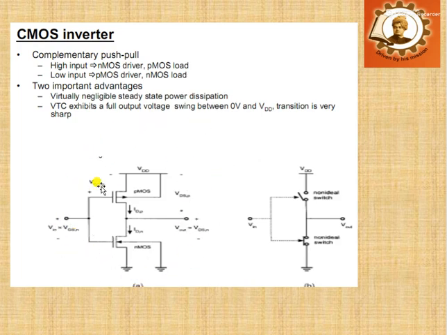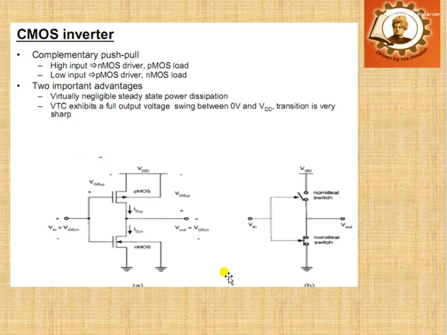So the CMOS inverter has two important advantages. One is that steady state power dissipation is very negligible. That is the biggest advantage of your CMOS inverter. And in its VTC curve, we get a full output voltage swing from 0 to VDD. That is another advantage of our CMOS inverter.